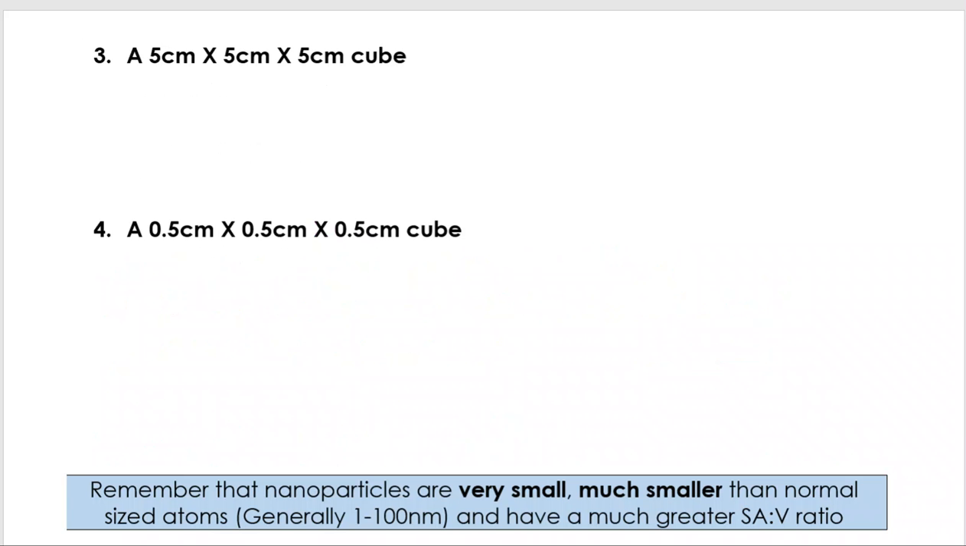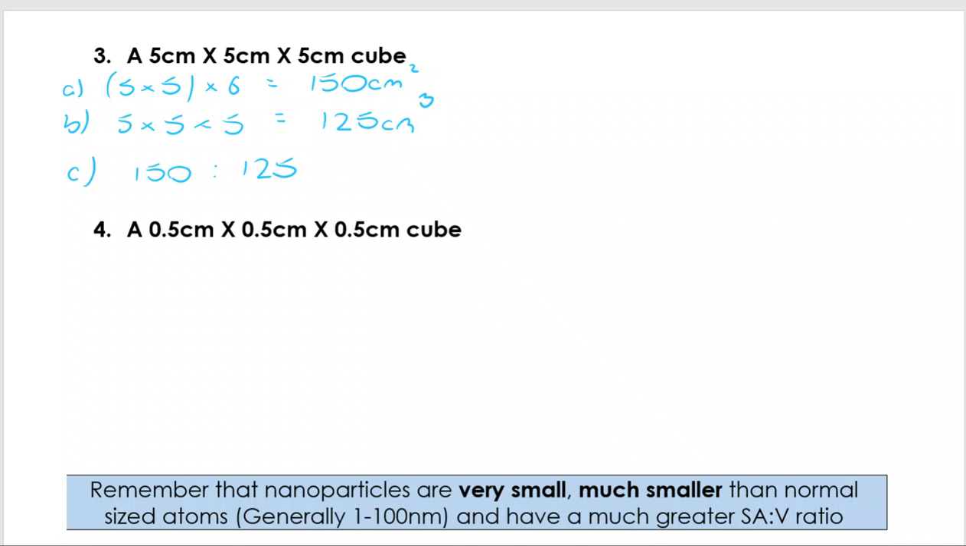Let's have a go at an even smaller cube now. So 5 by 5 by 5. Well, my surface area is 150 and my volume is 125. So my surface area to volume ratio is 1.2. So we've gone up again, and that's going to mean a faster rate of reaction when you're thinking about this in the rate of reaction topic.